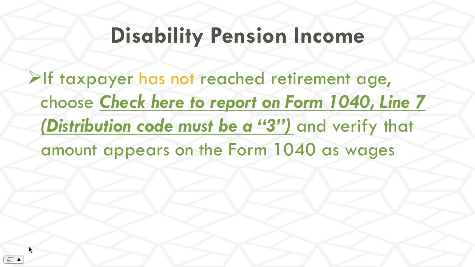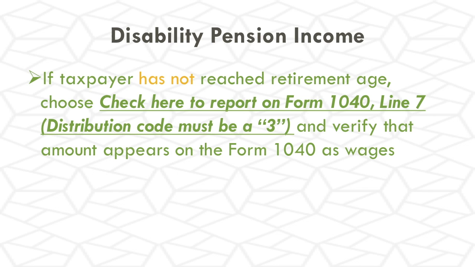Now, if the taxpayer has not reached retirement age, in the tax software there's going to be a checkbox that says, check here to report on Form 1040, line 7, distribution code must be a 3. That box needs to be checked, and then once you check that box, you need to go back to the summary print page and verify that the amount that you just entered on Form 1099-R is being shown on the wages line, not the retirement line. So the very simple act of checking or not checking a box can determine if this is reported correctly or not.